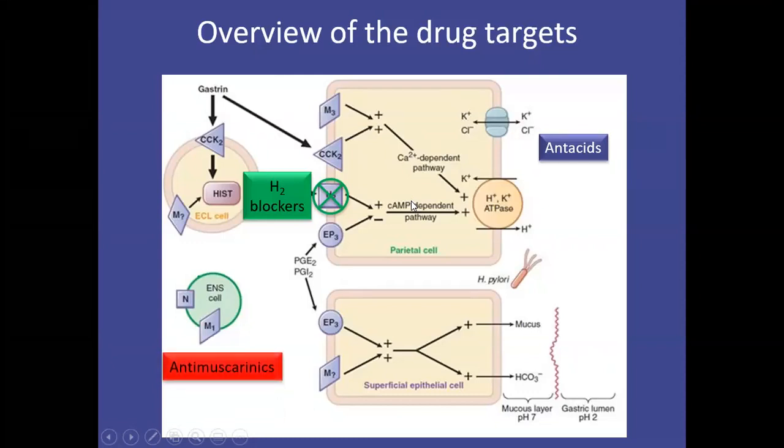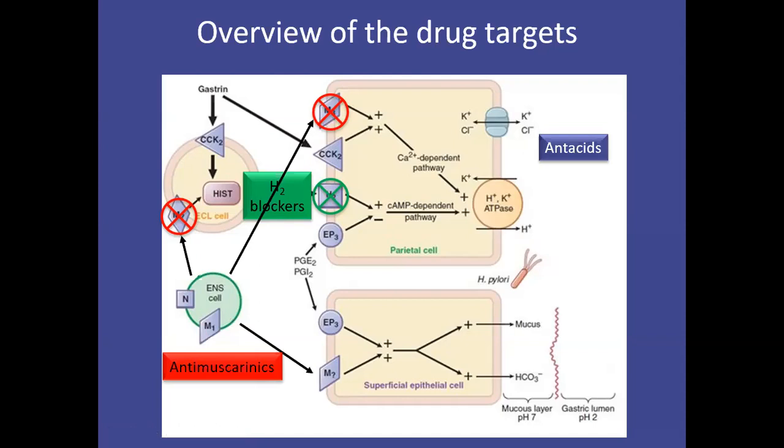The third class, antimuscarinics, they have multiple targets. First of all, they act on the histamine secreting cells and the ECL cells, and they will decrease the release of histamine by decreasing the influence of acetylcholine on these cells, because these are muscarinic receptor antagonists. And then the same antimuscarinics inhibit the direct influence of acetylcholine on the parietal cells by blocking the muscarinic receptors on the parietal cells, eventually leading to decrease in the synthesis of HCl.